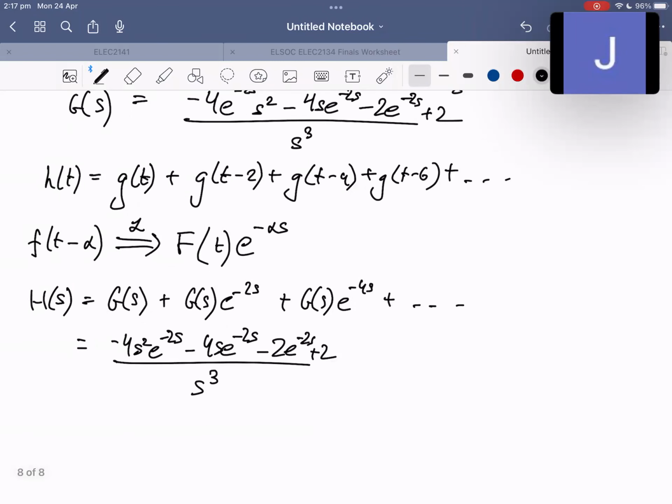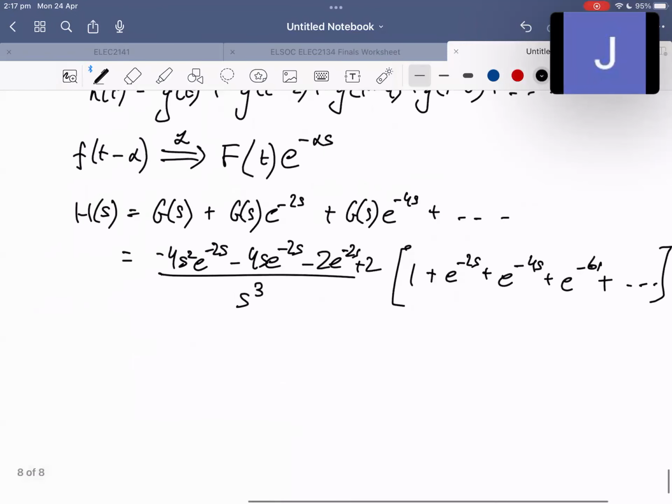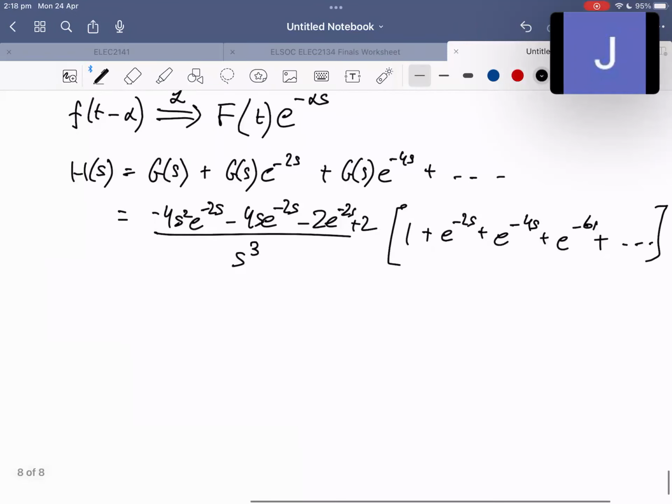And then if I just factor out G of s, I have 1 plus e to the minus 2s plus e to the minus 4s plus e to the minus 6s, and it just keeps going. So it's an infinite sum of exponentials. Those of you who did maths recently might recall that when you have an infinite sum like this, the ratio between one term and the next term is e to the minus 2s every time.